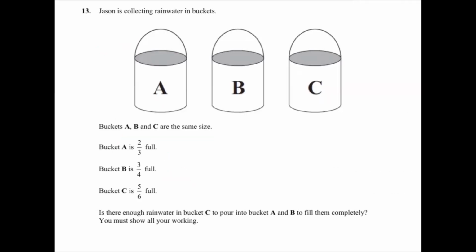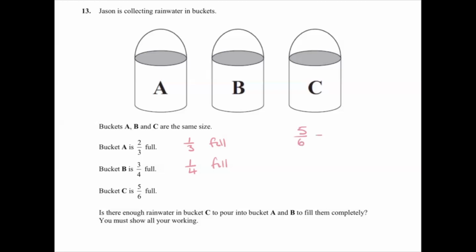Okay, so we've got buckets A, B, and C. They're all the same size. Bucket A is 2/3 full, B is 3/4 full, and C is 5/6 full. And we want to know if there is enough rainwater in C to pour into A and B and completely fill them. So let's think about filling A and B first of all. I'm going to need 1/3 to fill bucket A, and I'm going to need 1/4 to fill bucket B. I have 5/6 in C.